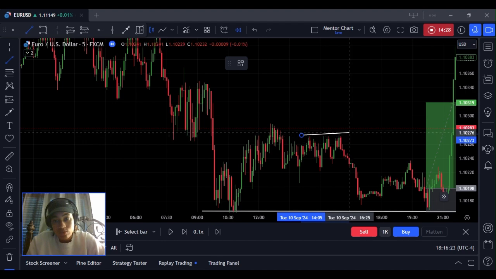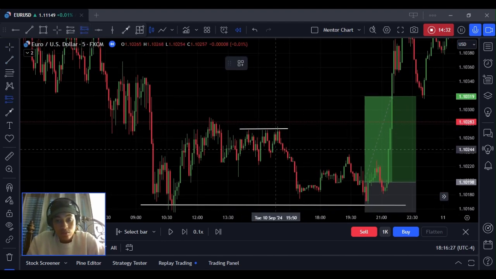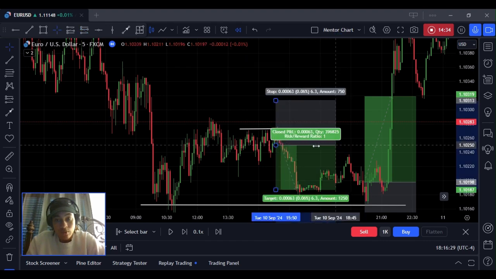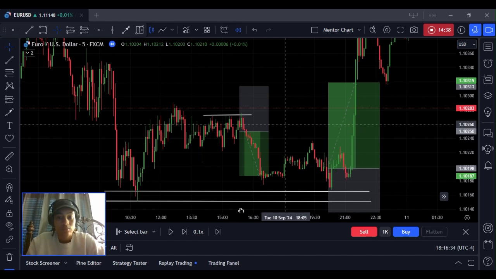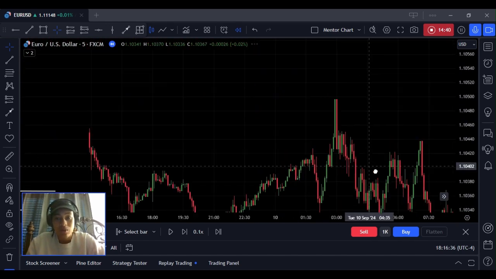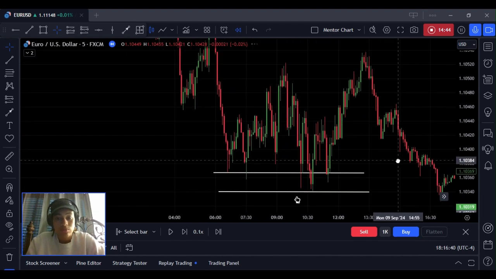Boom. Draw it across. Enter in. Right there. Boom. Just a simple trade right there. You won. Like, come on. Support setup.